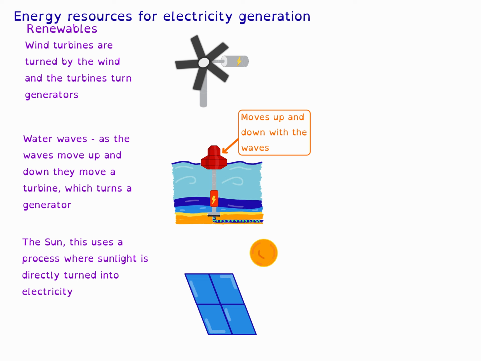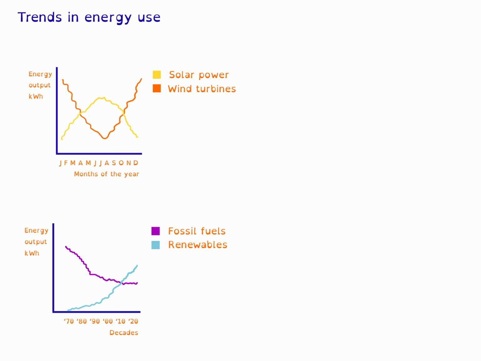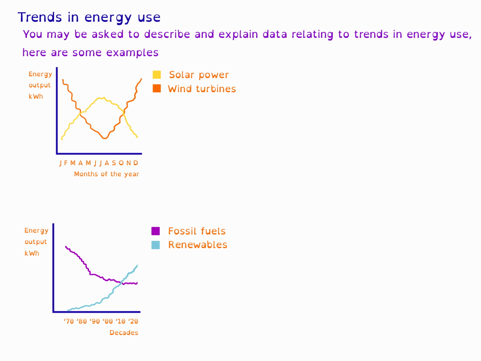All three of these methods to generate electricity have the same advantage. They do not produce carbon dioxide as the processes do not involve burning. They also have the same major disadvantage: they're not reliable. They all depend on external factors. It's not always sunny or windy, so they're not always going to produce an amount of electricity that you can rely upon. You may be asked to describe and explain data relating to trends in energy use.